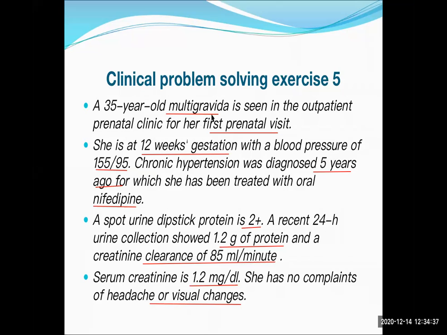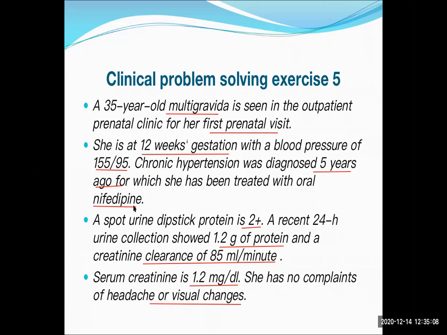Here is a multigravida and a bit older lady, 35 years. Now she's at 12 weeks gestation. So according to the definition, it doesn't fit into pregnancy-induced hypertension or gestational hypertension because it is occurring prior to 20 weeks gestation. So definitely this is a case of chronic hypertension. There is no doubt about it. The only doubt you have is whether superimposed preeclampsia is here or not. That's it.